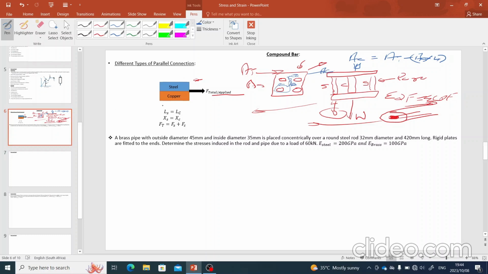Now let's look at the parallel connection. The parallel connection simply says the length of the copper is the same as the length of your steel. Then the change in length here will be the same because the force applied is the force total. The force which is applied here is the force total.